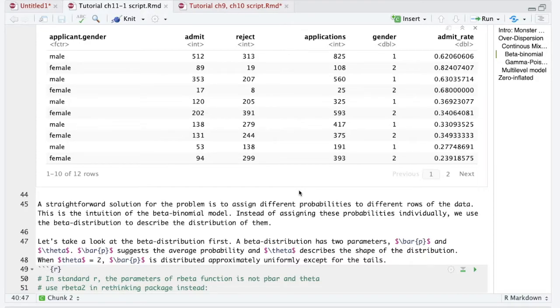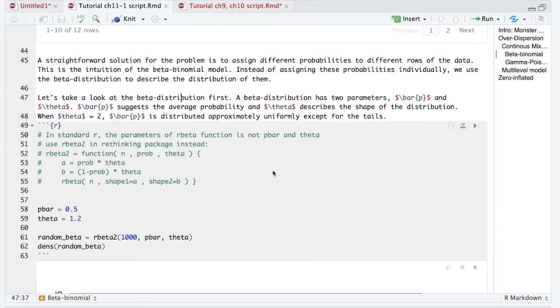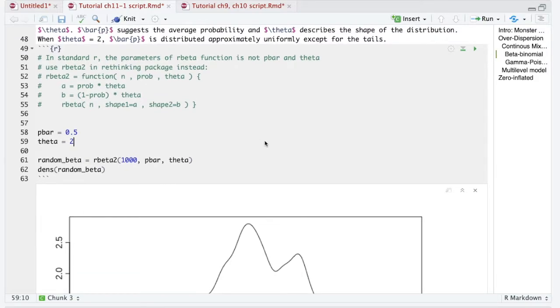But instead of assigning these probabilities individually or manually, we can use a beta distribution to describe the distribution of these probabilities. If you are unfamiliar with it, the beta distribution is used to describe the distribution of any proportion or probability values. The defined range of the beta distribution is from 0 to 1. There are two parameters in the beta distribution, like the mu and standard deviation in a normal distribution. p bar suggests the average probability, and theta describes the deviation of these possible p values.